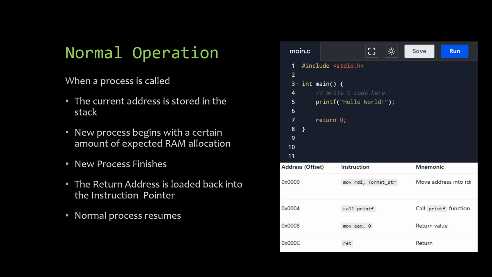So let's look at what happens when a normal operation or process is called. The current address that the CPU is working on gets stored in the stack somewhere. The new process gets called in, put into the instruction pointer, and starts going. It's allocated with a certain amount of RAM. Now that new process finishes, the return address is loaded back into the instruction pointer, and the normal process resumes.